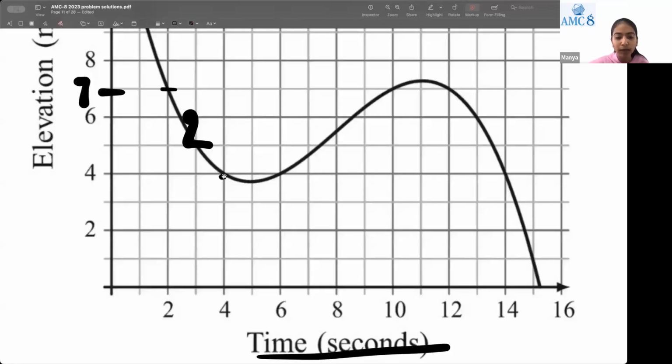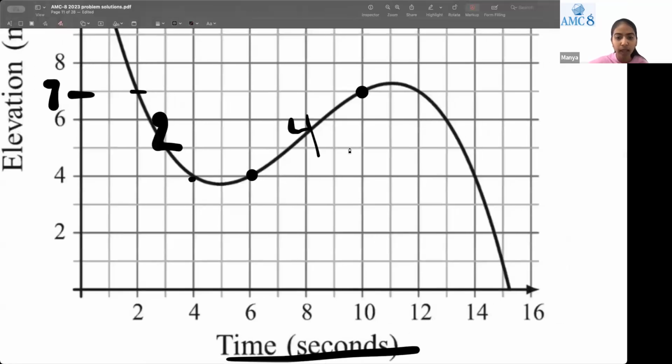Continuing, from 4 to 6, this does not count because she's below 4 meters. So from here, again, she reaches this point, which is located at 6. And to go to 7, she goes to 10. So from 6 to 10, there's 4 seconds. And then she goes above 10, above 7, which does not count.